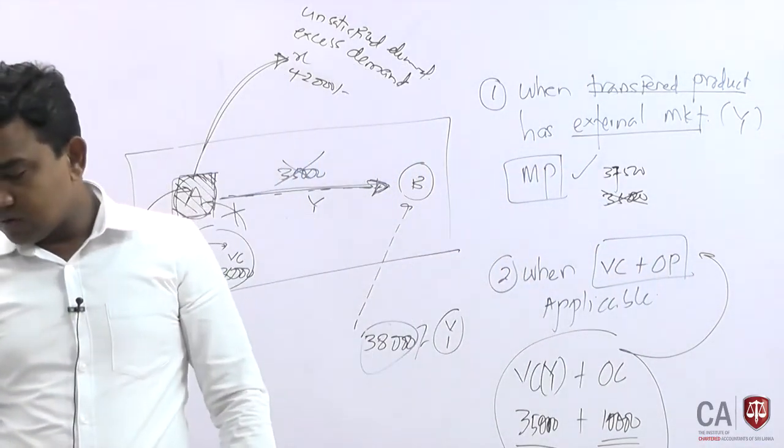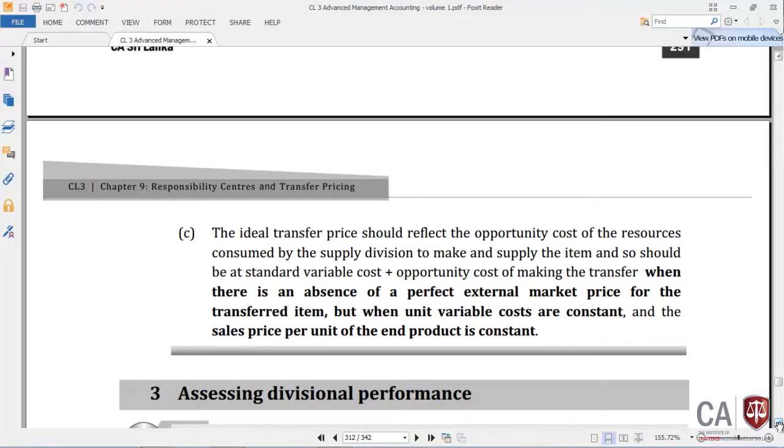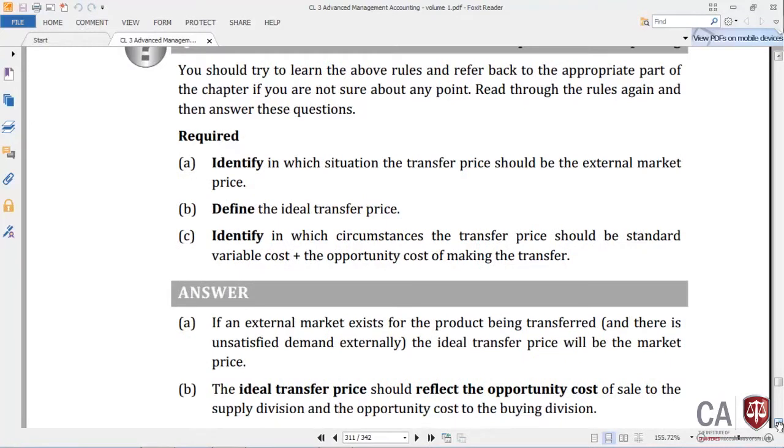Moving into the answer on the computer screen: the ideal transfer price should reflect the opportunity cost of the resources consumed by the supply division to make the supply of the item, and should be standard variable cost plus opportunity cost of making the transfer when there is an absence of a perfect external market price for the transfer item. But when unit variable costs are constant and the sales price per unit of the end product is constant, right? Read the answer again. Here the question asks to identify in which circumstance the transfer price should be standard variable cost plus opportunity cost of making the transfer.